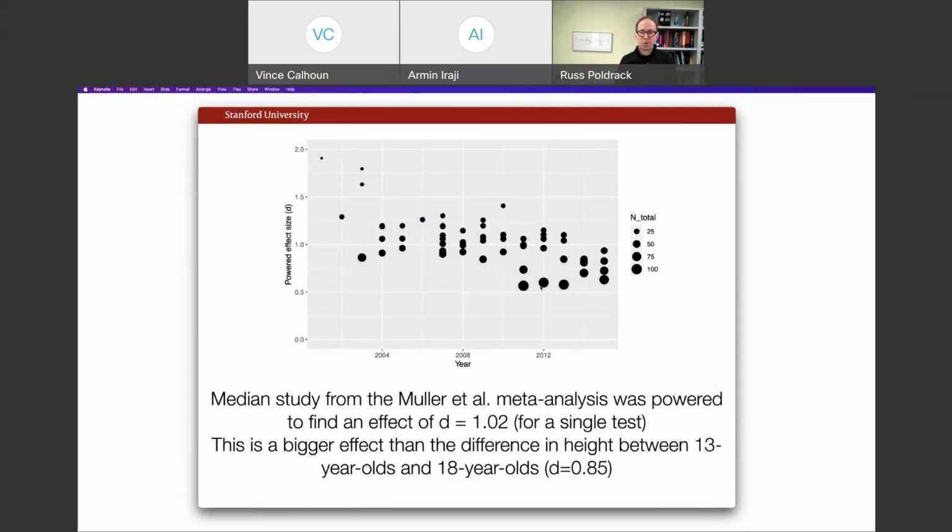Now it's approaching 0.5. The median study from that meta-analysis was powered to find an effect size of about 1 standard deviation. And just for reference, that's bigger than the difference in height between 13-year-olds and 18-year-olds, right? So that's, once again, kind of a whopping effect that you don't really even need statistics to compute.